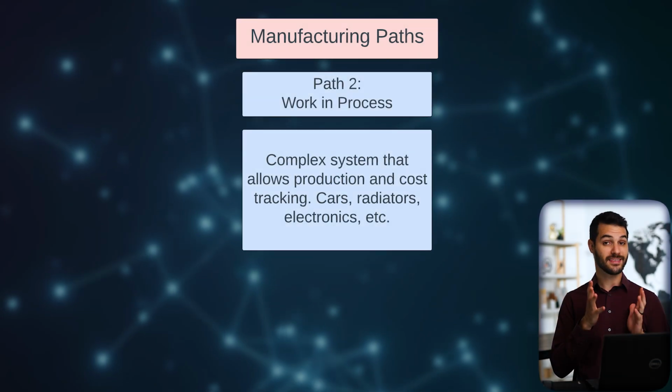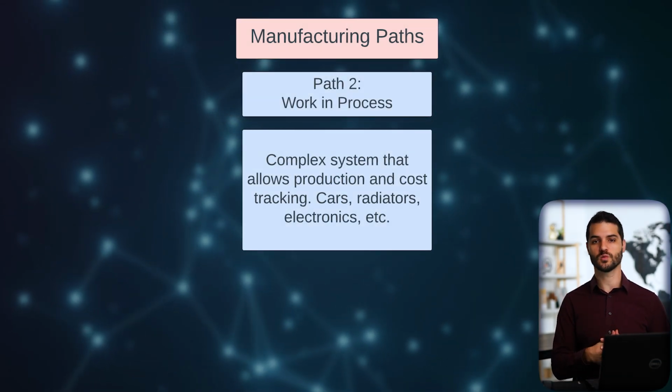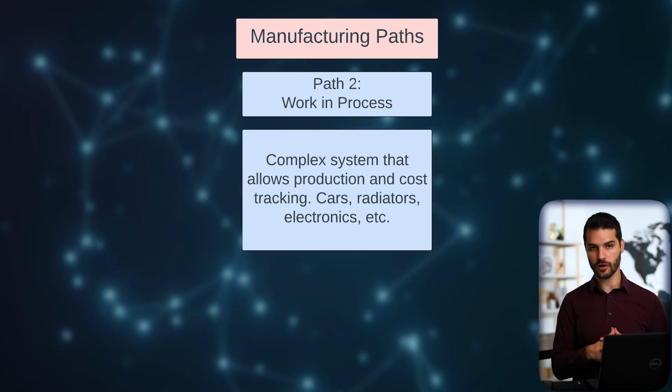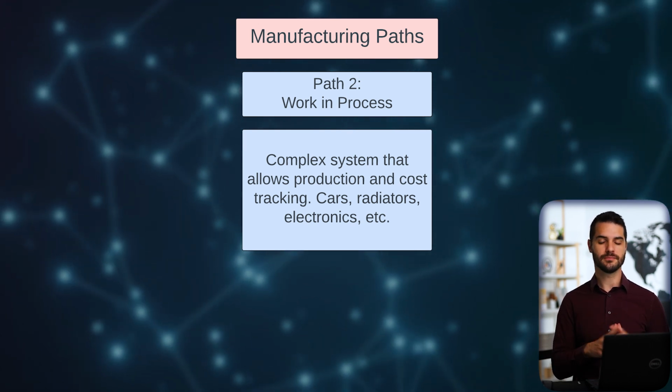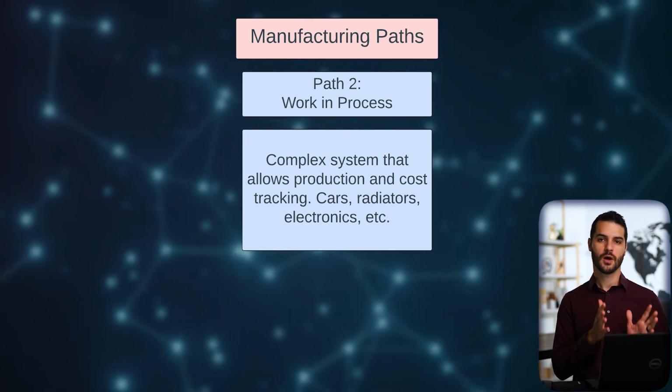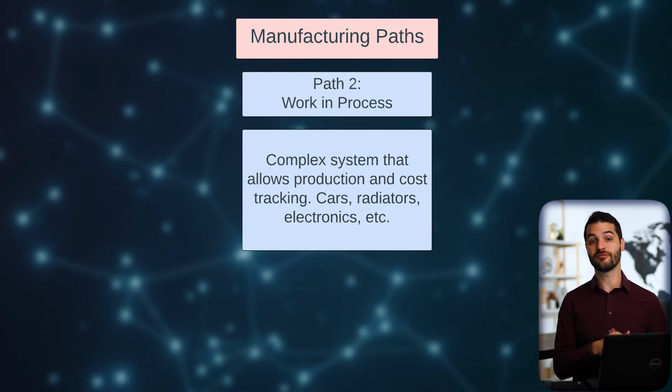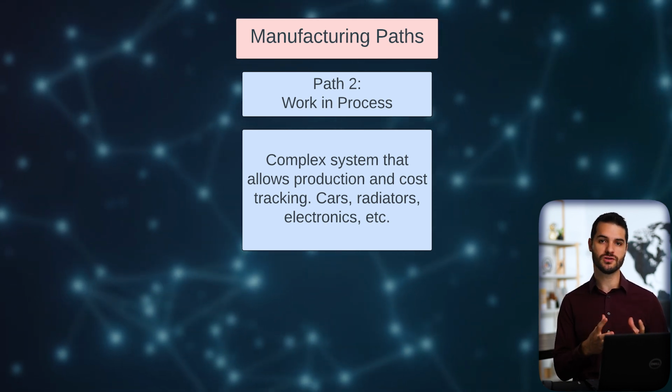So to first just establish things, I'm going to pull up a chart here that we can look at. And to begin, I think it's best to start with the second path, which is referred to as WIP, also known as work in process or work in progress. To talk in general terms, WIP is a more complex system. There's definitely more features and intricacy to the system.